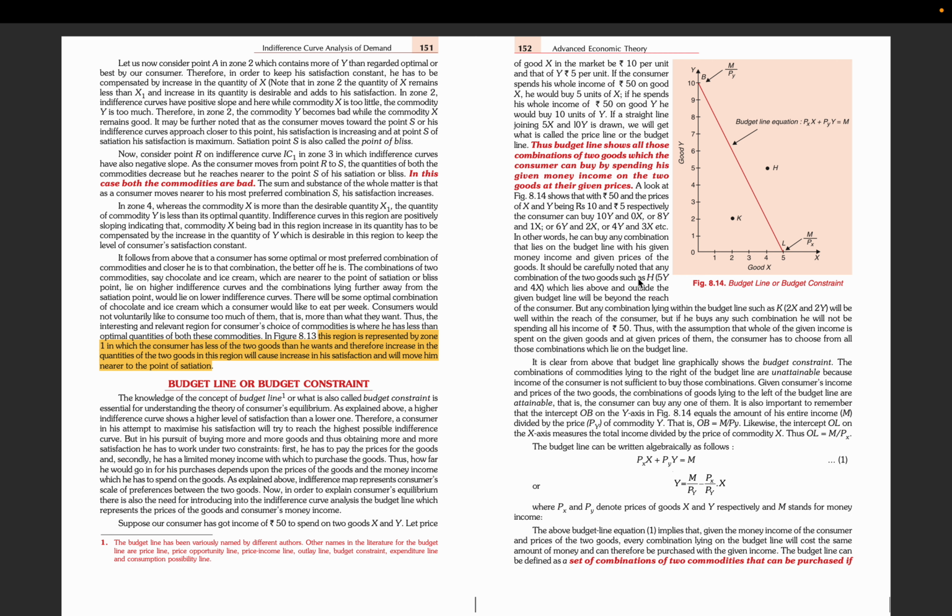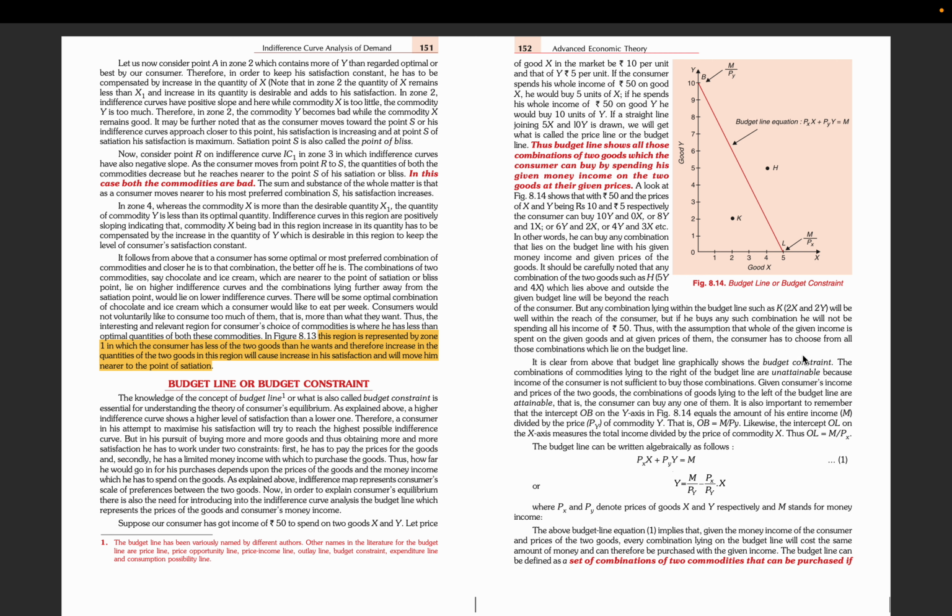It can be carefully noted that any combination of the two goods such as H, 5Y and 4X, which lies above and outside the given budget line, will be beyond the reach of the consumer. So if you see H, it is beyond the reach, so you cannot buy this because you do not have enough money for H. But any combination lying within the budget line, let's say K, can be bought, but you are not optimally using the money income that you have in that case.